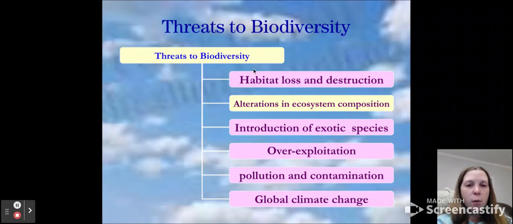So the threats to biodiversity are habitat loss and destruction. So that's like the deforestation, alteration to the ecosystem composition, introduction of exotic species, overexploitation, pollution and contamination, and then global climate change.